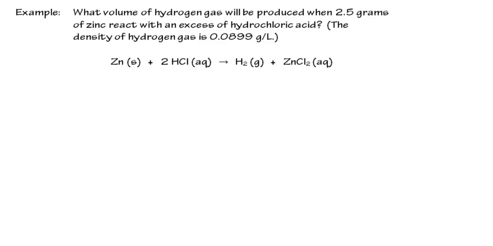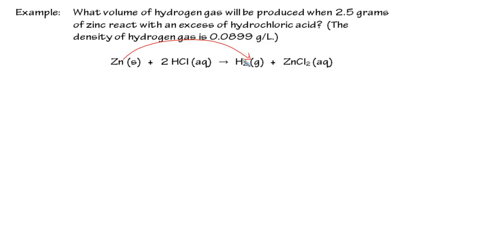I want to know what volume of hydrogen I could produce when 2.5 grams of zinc react with an excess of hydrochloric acid, meaning there's plenty of hydrochloric acid, but the zinc must be my limiting reactant. The zinc determines how much product is formed. Okay, so we're given an amount of zinc. We want to know about the hydrogen.